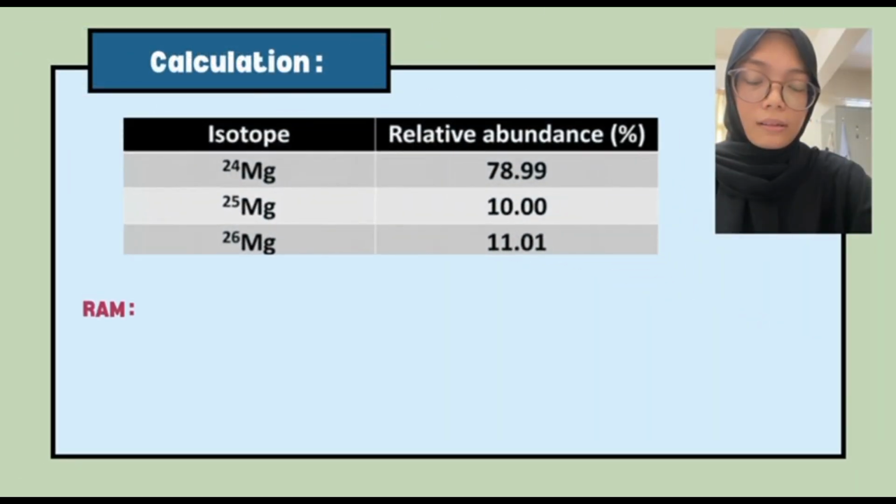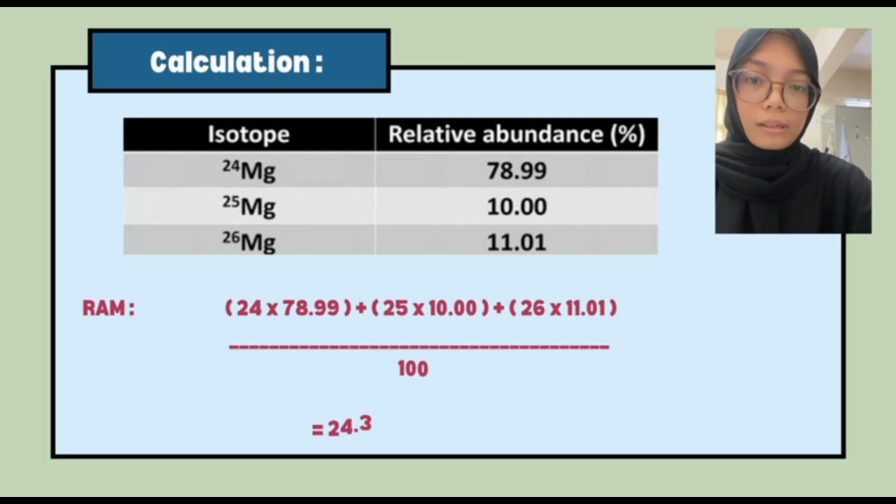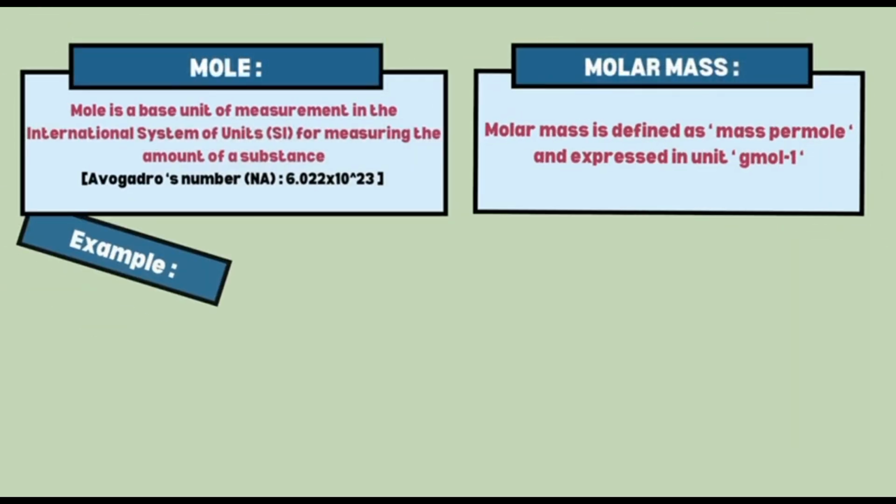This is the example question that we can solve, where the isotope mass of each element is multiplied by the relative abundance percent and divided by 100. The final answer we get is 24.32.